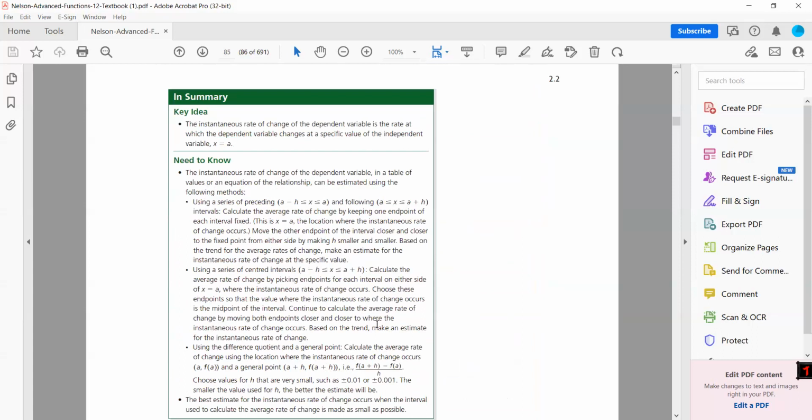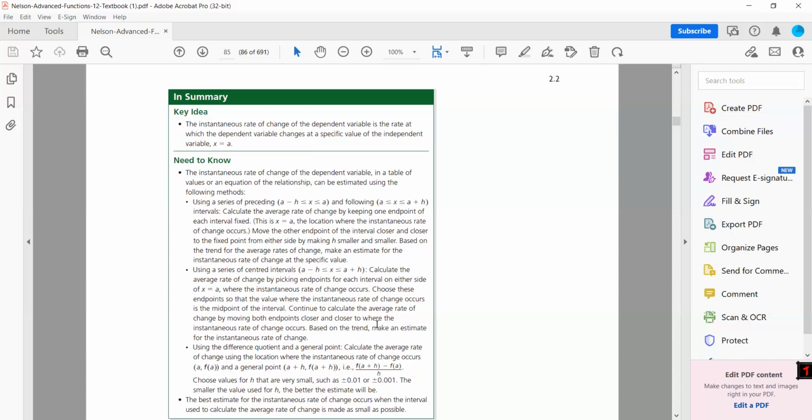The instantaneous rate of change of the dependent variable is the rate at which the dependent variable changes at a specific value of the independent variable, for example x equals 8. That's quite obvious. And what you need to know: the instantaneous rate of change of the dependent variable in a table of values or an equation of the relationship can be estimated using the following methods.